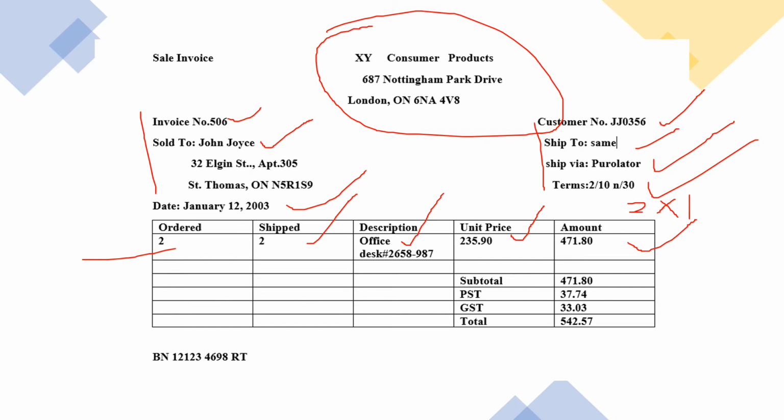So that gives you the total amount of this, which is $471.80. So the subtotal is registered here. So you have your subtotal, then you add your taxes, the taxes payable. They are not yet paid, but when the customer pays the accounts receivable, they will be recognized. This is the total invoice, which is $542.57.